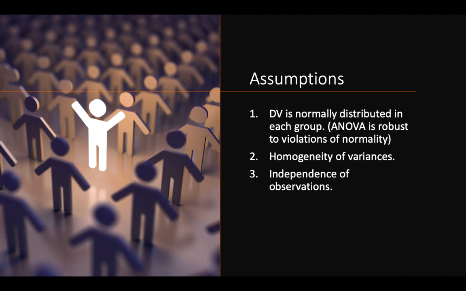We also need to assume that there's homogeneity of variance. We should not violate that. That's very important. If you violate the assumption of homogeneity of variance, you need to run a non-parametric analysis. And then we need to have independence of observations, where observations are independent of one another and they do not rely on each other.